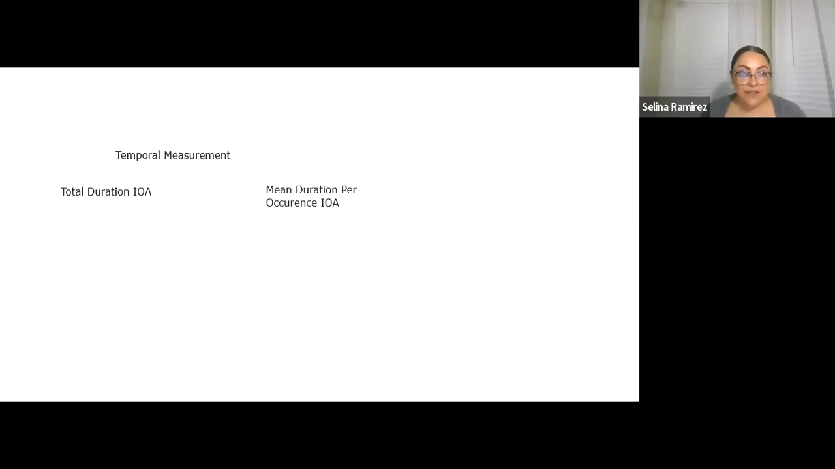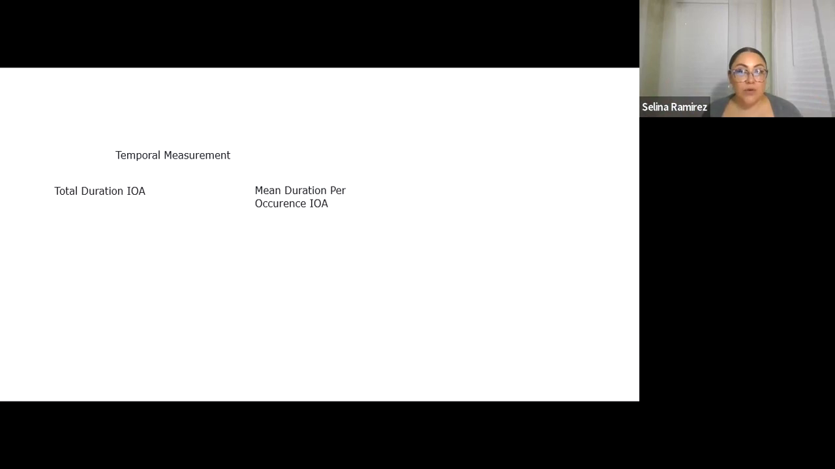Okay, so temporal measurement, you have total duration IOA, and then mean duration per occurrence. Remember we talked about this: if you were collecting data for total duration, I would collect that data as a continuous type of measurement. So I want to know how long that behavior occurred throughout their day. Usually I'll tell the therapist, so we use CentralReach, I'll say, pause, play, pause, play. I want cumulative data on that behavior. So I want to know how much time out of his session did that behavior impede on his learning.